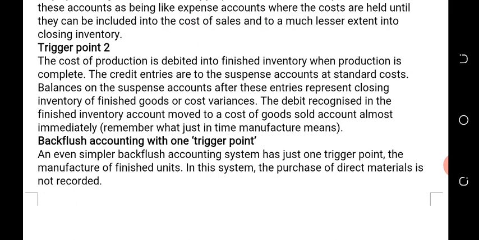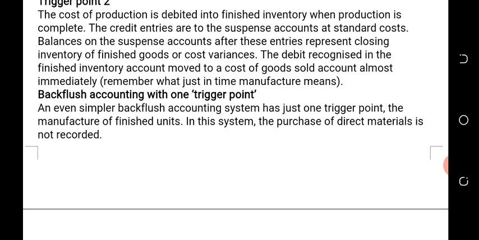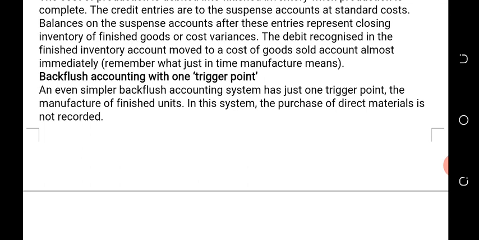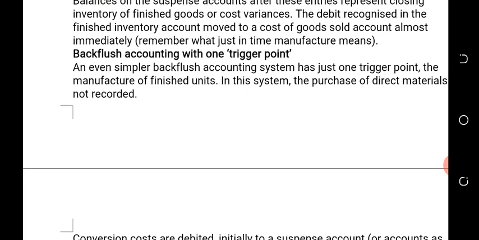Balances on the suspense accounts after these entries represent the closing inventory or finished goods or cost variance. The debit recognized in the finished inventory accounts moves to a cost of goods sold account also immediately. Remember that just in time manufacturers. So you should know what just in time manufacturing means.